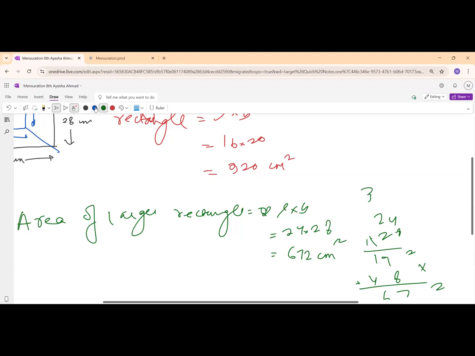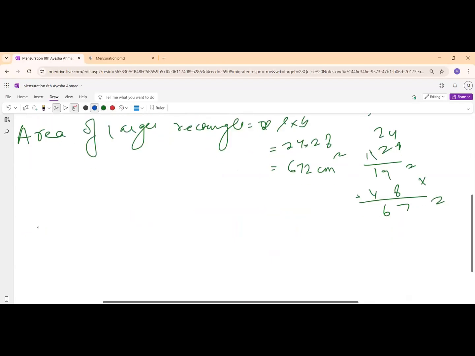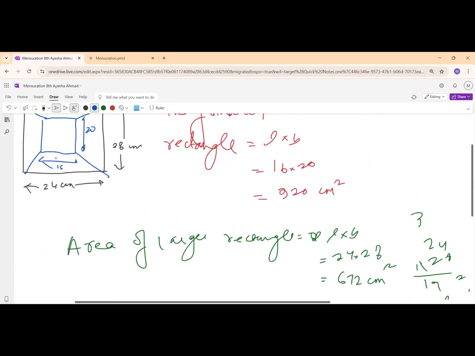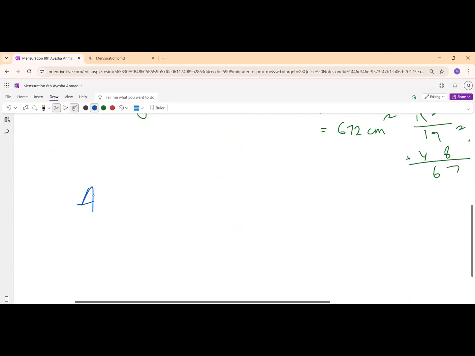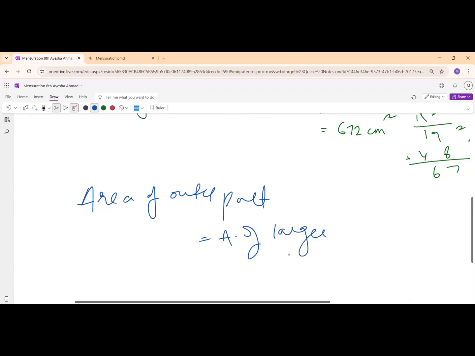Now area of this outer part. Area of outer part is area of larger rectangle minus area of smaller rectangle, right Aisha? I'll explain this concept to you. Okay, sir. Why smaller rectangle?